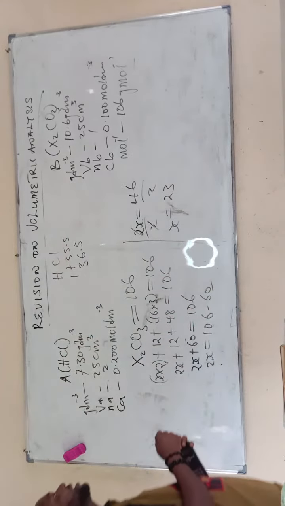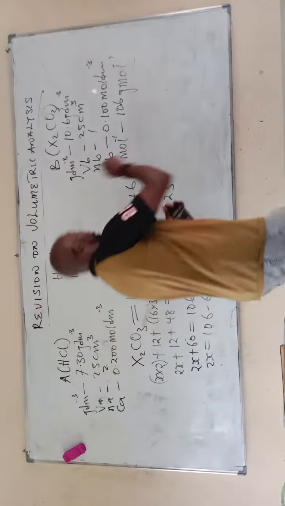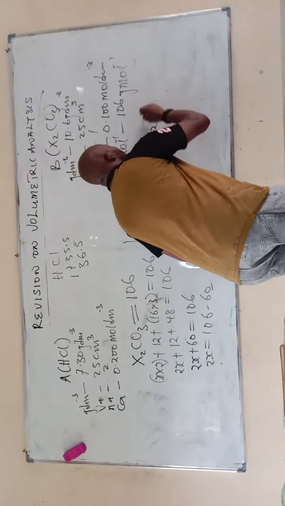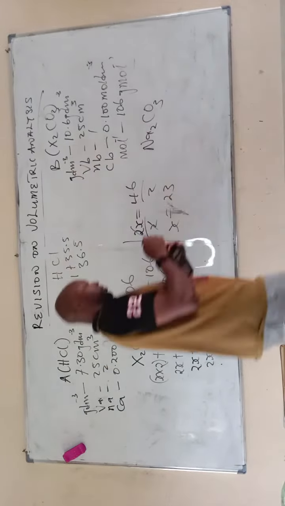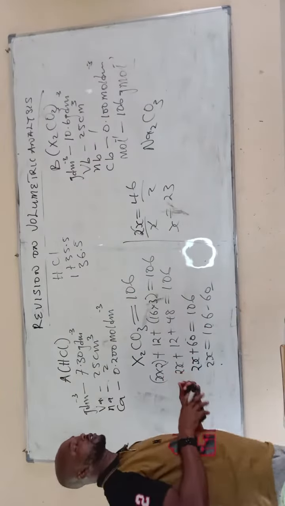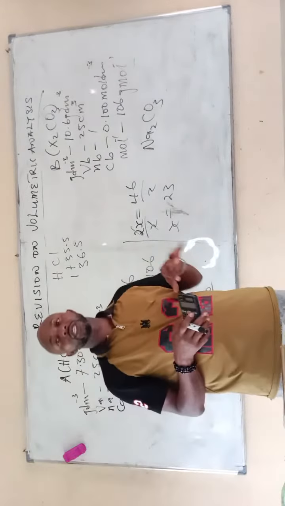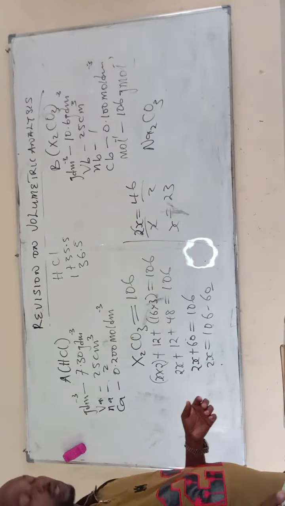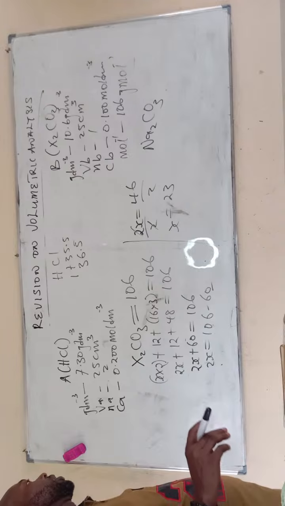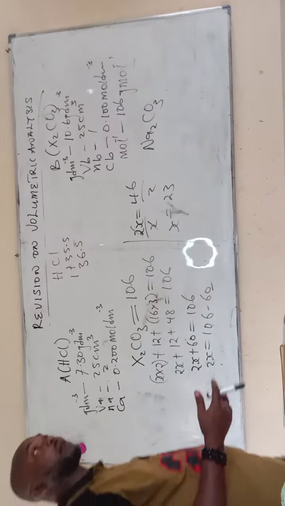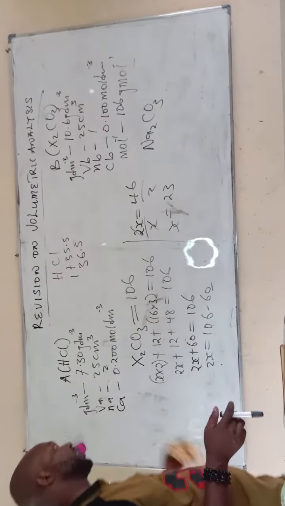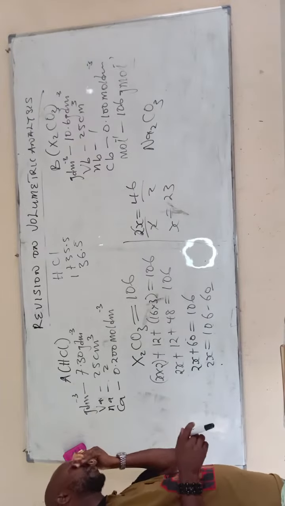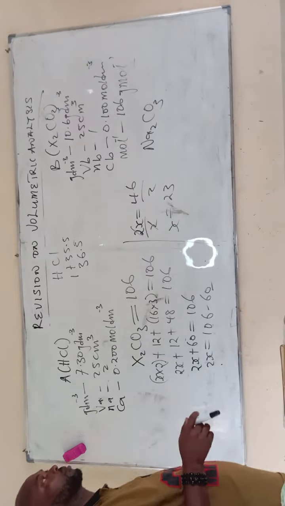It therefore means that this compound is Na2CO3. 23, the mass number of the element that has 23, is sodium. So it is very important we take note. Okay, those are bonuses, and like I said, I must always add bonuses so that in case you come across something like that, you should not be too shocked or surprised.